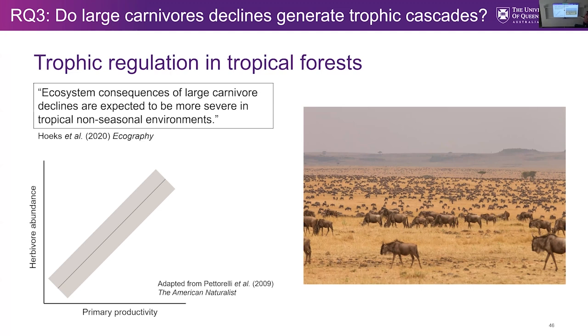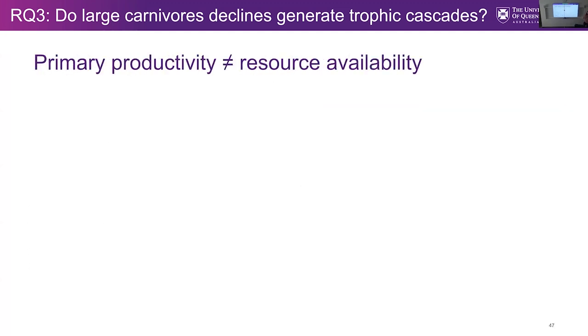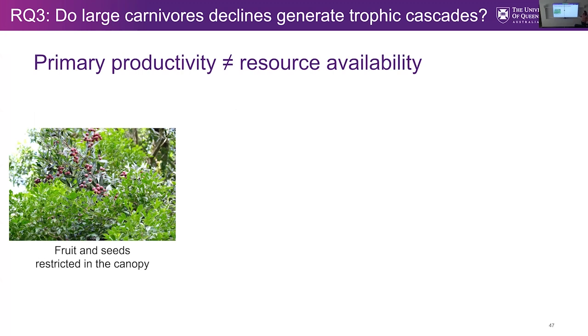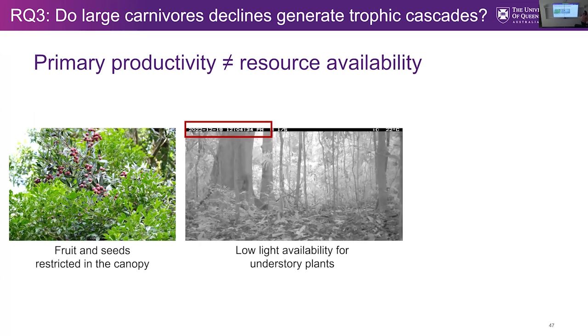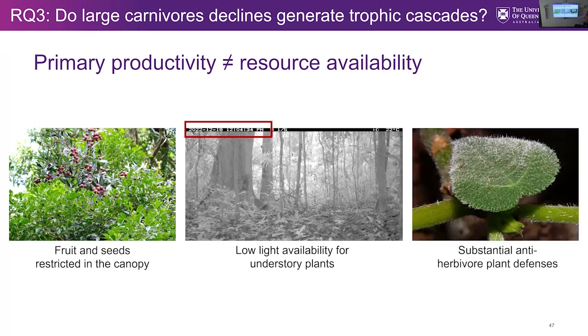And the key point I want to make here is that primary productivity does not equate to resource availability. In tropical forests, fruits and seeds are often restricted to the canopy. There's incredibly low light availability for understory plants, as illustrated by this infrared camera trap photo taken in the middle of the day. And there's substantial anti-herbivore plant defenses for the few plants that persist in the understory.